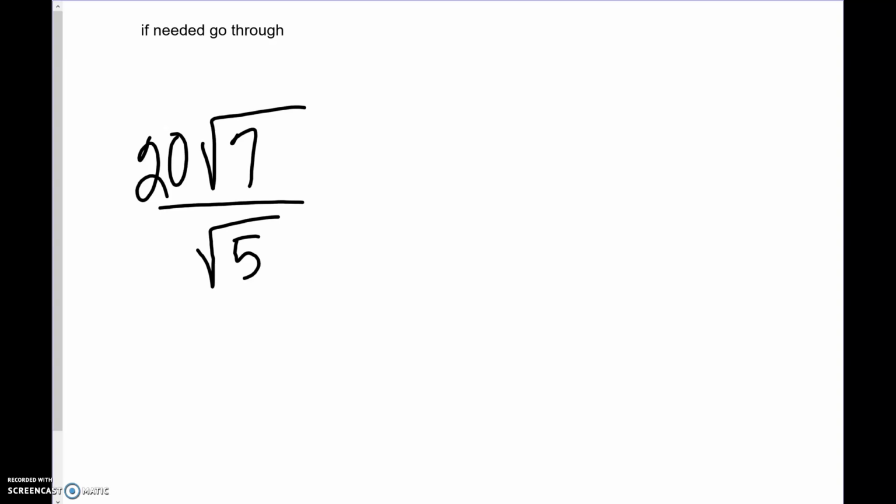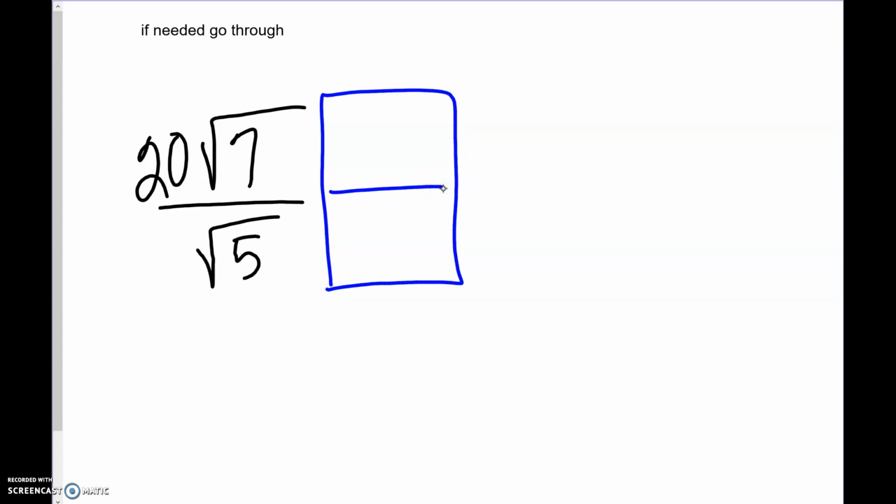All right, so this I think is going to be our last problem. So why is this not simplified? Because it has a square root in the bottom. So what we're going to do is rationalize the denominator. I'm going to multiply by my fancy 1. So I'm going to multiply by the square root of 5.